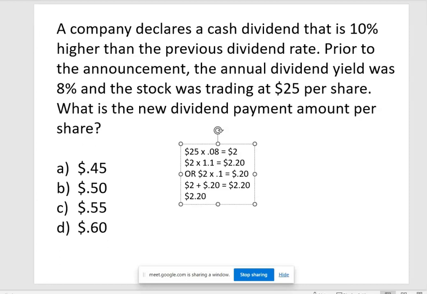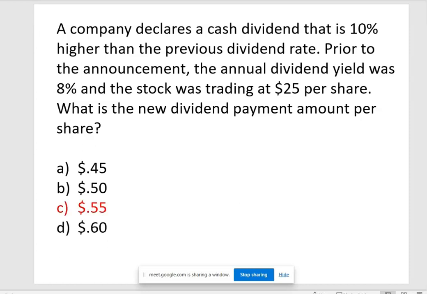4 times a year, right? Or on a quarterly basis. So for each payment, we have to divide by 4 to find out what each payment is. $2.20 divided by 4 is 55 cents. And that is our best answer choice.